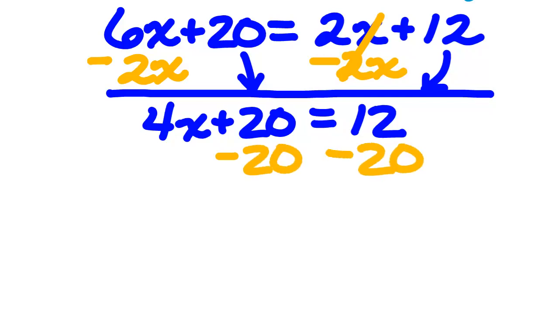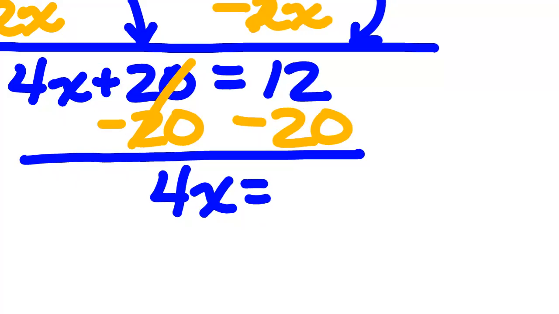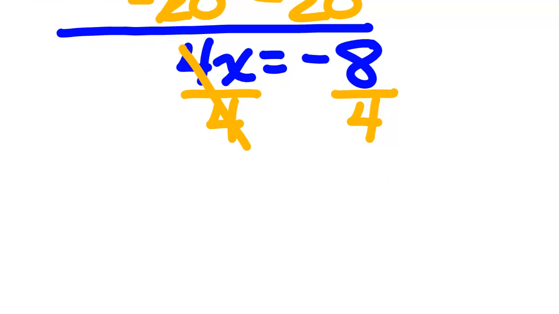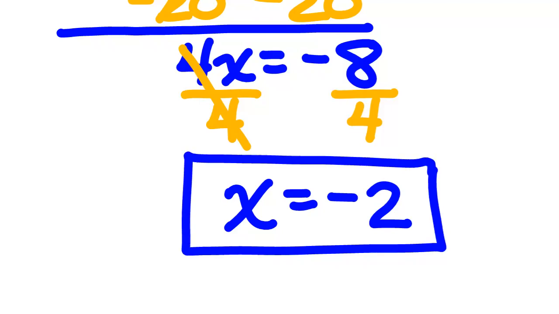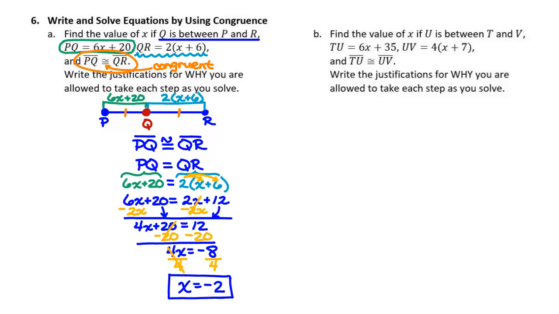I don't minus 12 from both sides because that would give me a 0 over there and too much on the side where x is. I want x to be alone. So now I have 4x equals, what's 12 minus 20? Negative 8. Last but not least, we're going to divide both sides by 4. What is negative 8 divided by 4? Negative 2. Nice work.